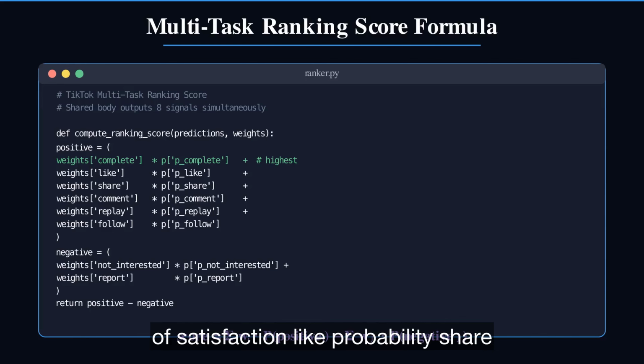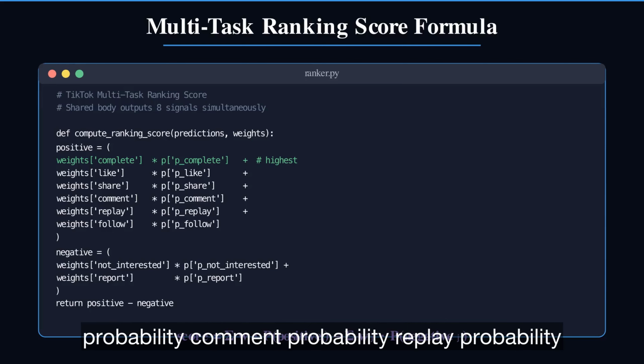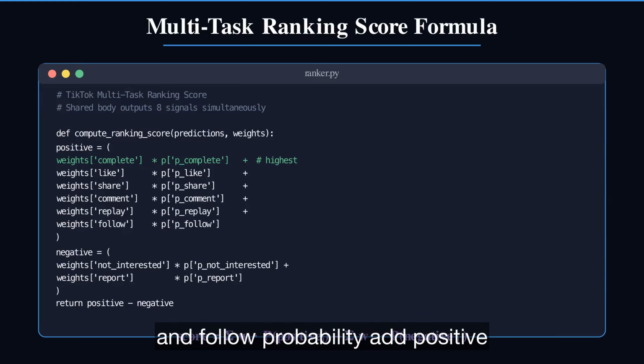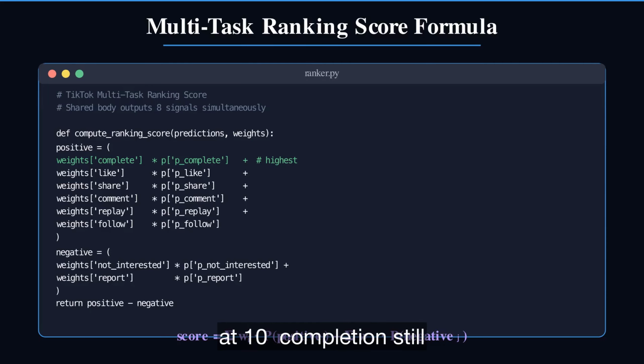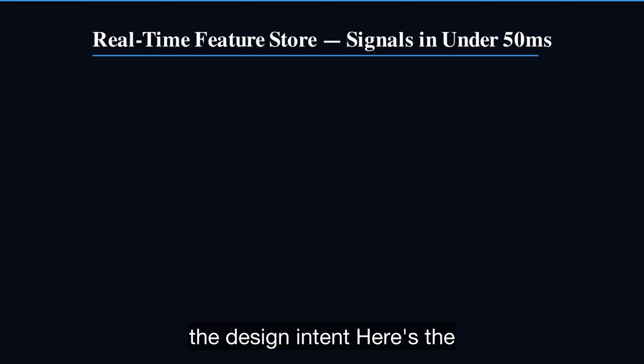Like probability, share probability, comment probability, replay probability, and follow probability add positive signal. Not interested and report tap predictions subtract. The final score is a weighted sum across all 8 heads. This multitask approach means the model cannot be gamed by a single metric. A video that gets likes but gets skipped at 10% completion still ranks poorly. That is exactly the design intent.